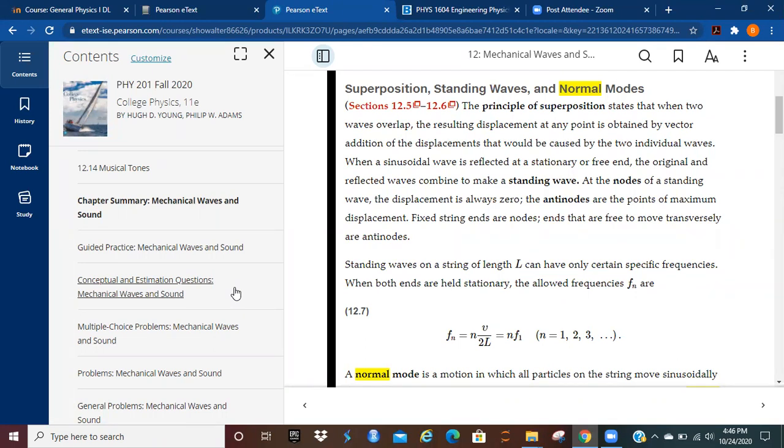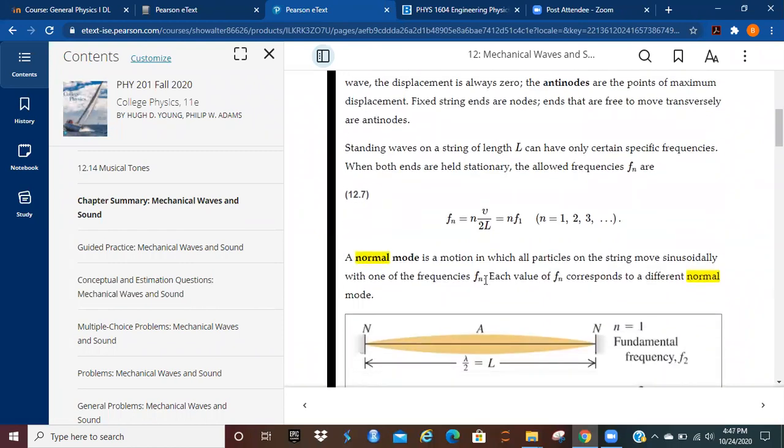So when a sinusoidal wave is reflected at a stationary or free end, the original and reflected waves combine to make a standing wave. At the nodes of the standing wave, the displacement is always zero. The antinodes are the points of maximum displacement. So fixed string ends are nodes. Ends that are free to move transversely are antinodes.